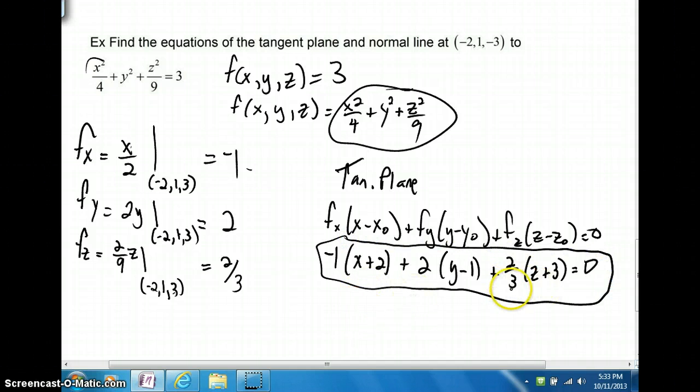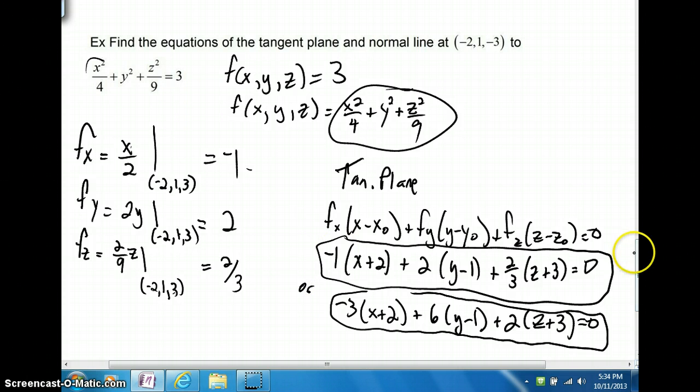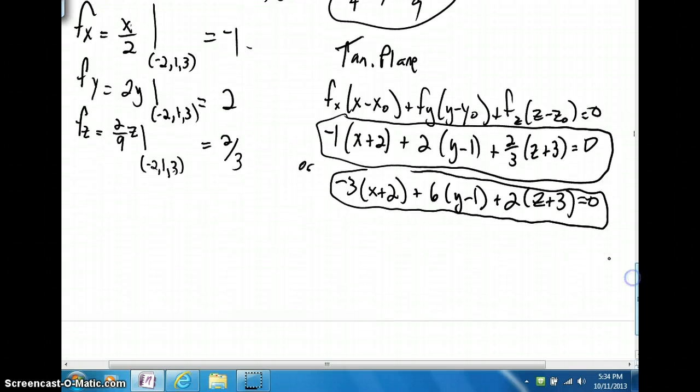However, I want you to notice that very often in the back of the book, the author will multiply out fractions. And that, of course, isn't necessary, but it does make things look a little bit nicer. And the form that we get, multiplying every one of these groups by 3, would be -3 times x plus 2 plus 6 times y minus 1 plus 2 times z plus 3. Both answers are great.